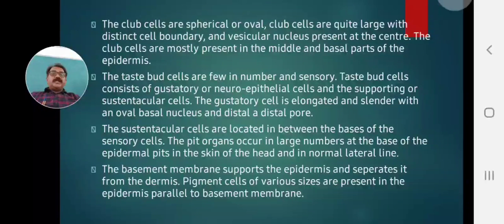Second, the taste bud cells are few in number in the epidermis. The next cells are called the taste bud cells.